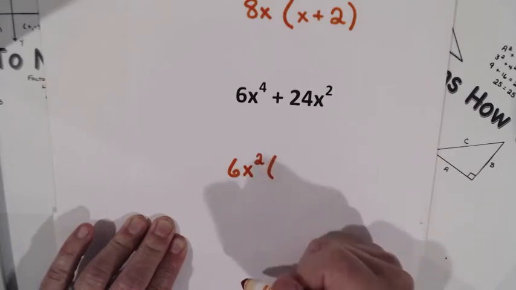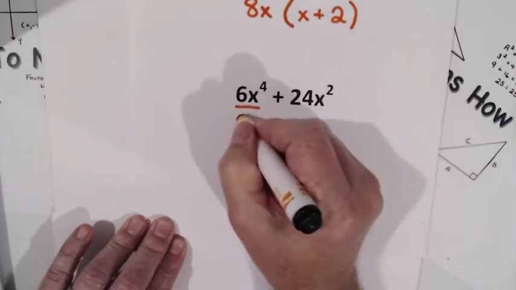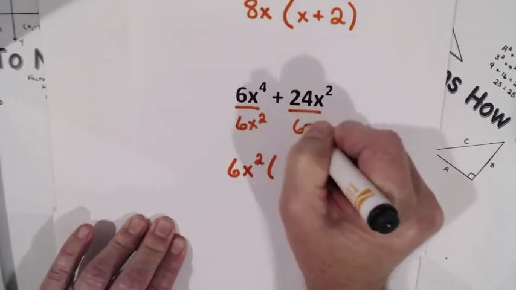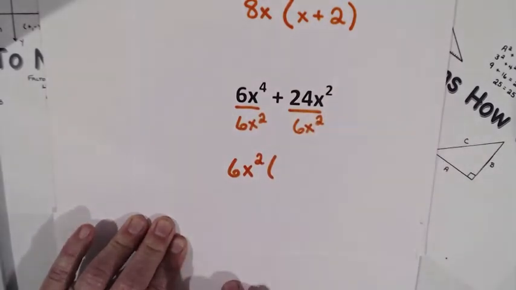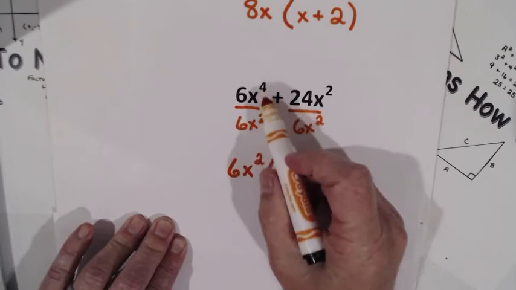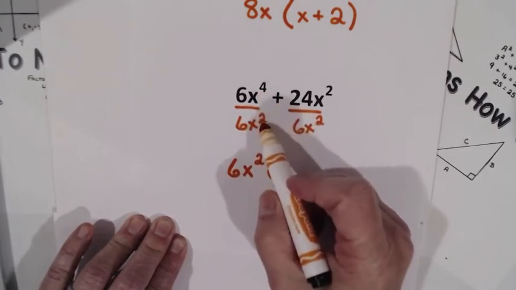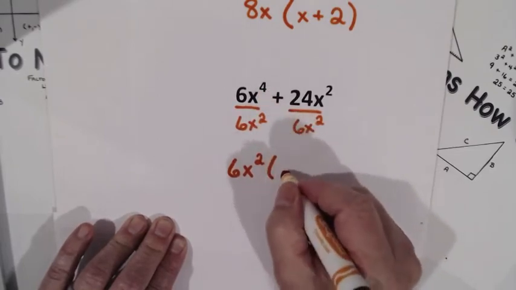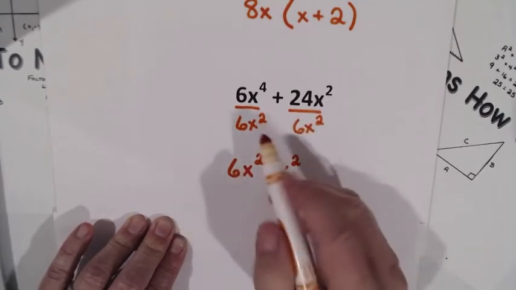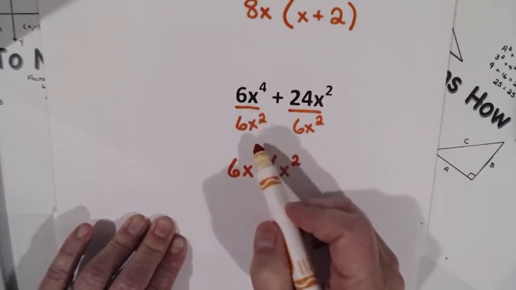How do I get what goes inside the parentheses? I divide each one of these by 6x squared. And that's how I get what goes inside the parentheses. So 6 divided by 6 is 1. When you divide, you subtract your exponents. 4 minus 2 is 2. I have 2 x's on the inside left over right there once I divide these two terms.